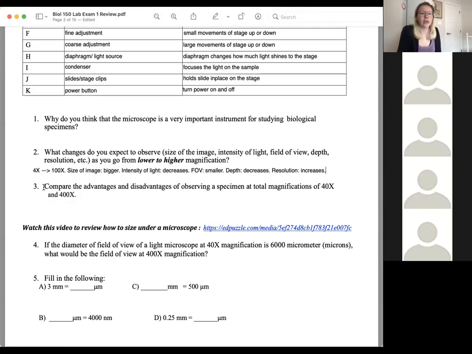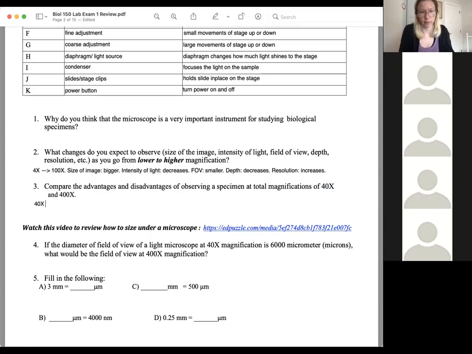This question is just an effort to get you to think about the differences between looking at things from lower magnification and higher magnification. So let's try to name one advantage and one disadvantage of looking at a specimen at 40x, and then we can do the same for 400x. At 40x magnification, what is one good thing about looking at a specimen at low power?